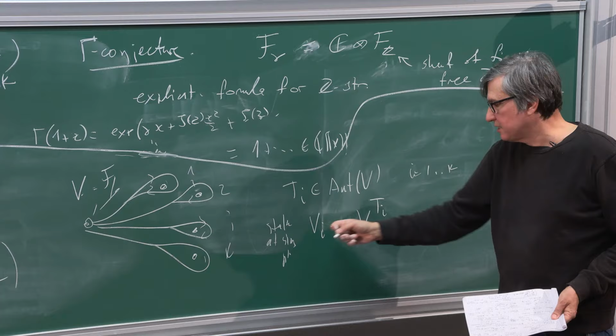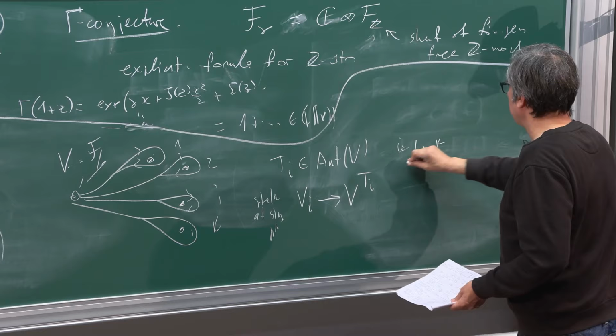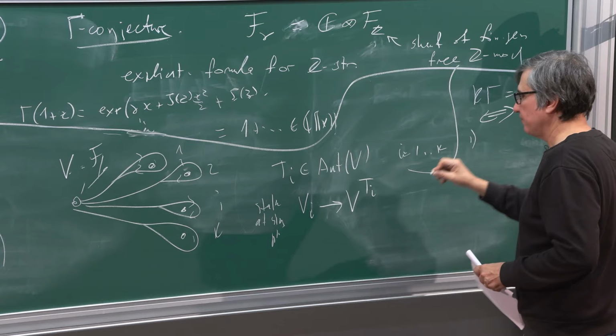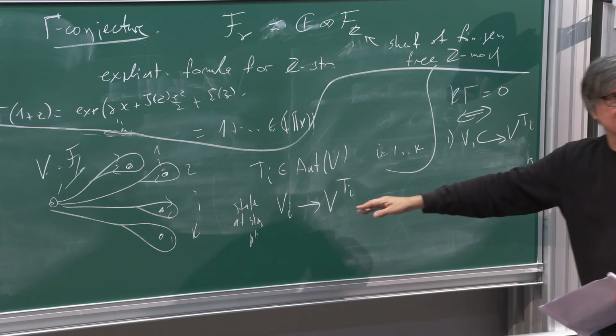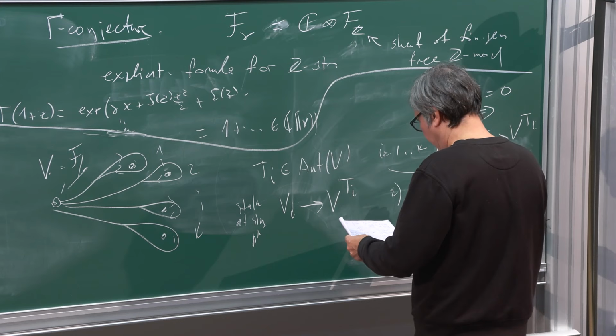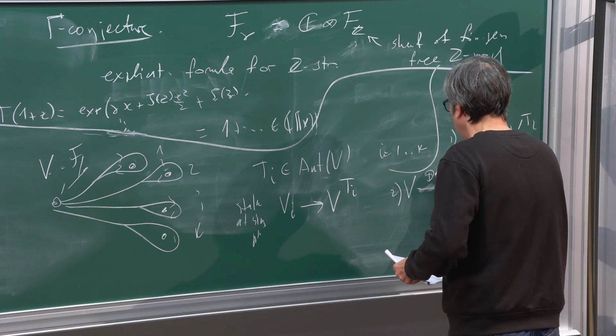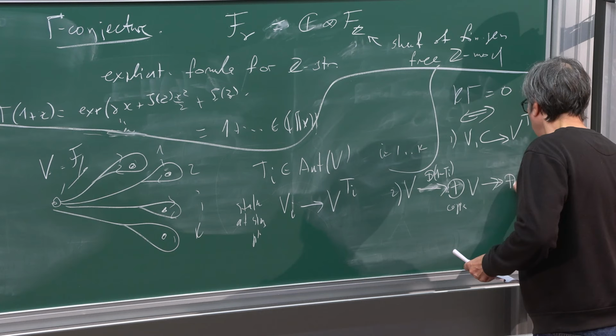It's clear. Now you read the condition: what it means is that R gamma is equal to 0, H0, H1 of this sheaf, and R gamma equal to 0 is equivalent to the following. First of all, these maps are inclusions, not just maps. The second is the following. You take the map from V to a sum of copies of V, given by the sum of 1 minus T_i, and then consider the quotient by the sum of the V_i.